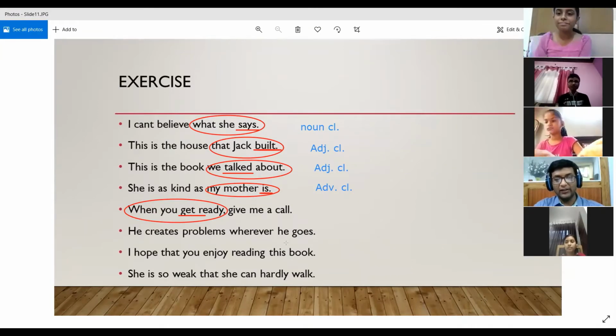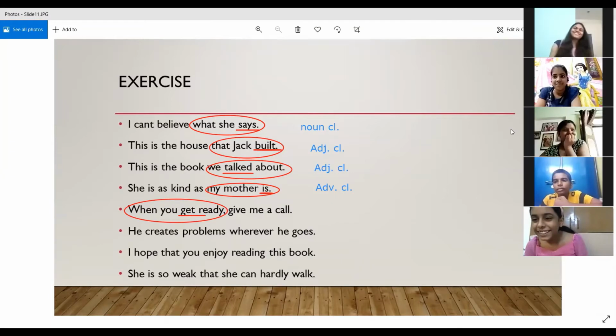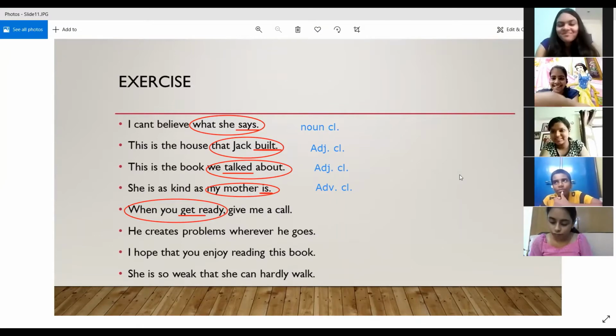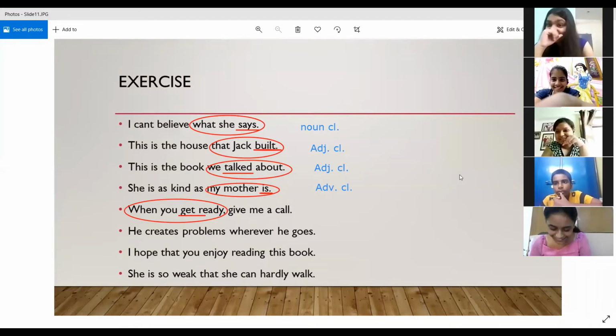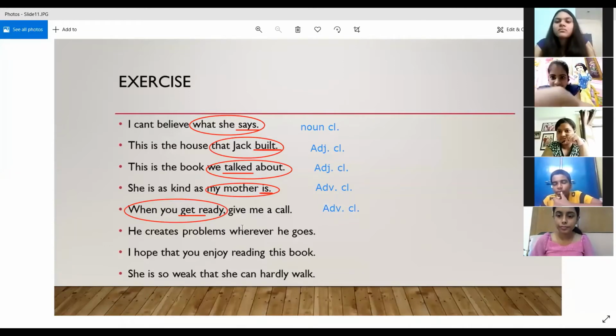All right. He creates problems wherever he goes. Let me see who is going to create the problem now. Okay, Genia will create the problem. Sir, I'm not going to create any problem. Okay, let's see. This clause is wherever he goes, and it is an adverb clause, because we are getting to know where he creates problems. So now we are being told wherever he goes, he creates problems. Quite a problematic person he is, right?